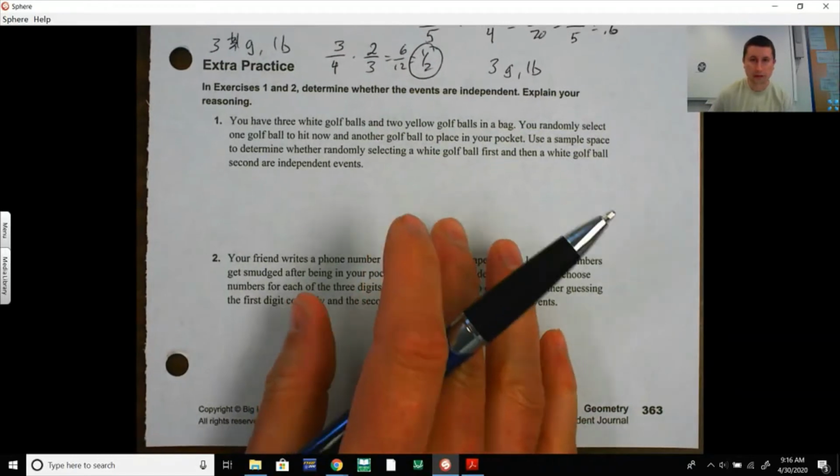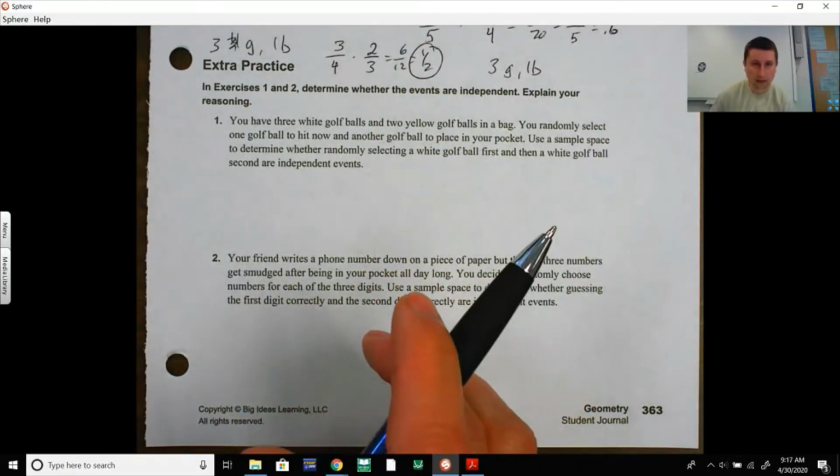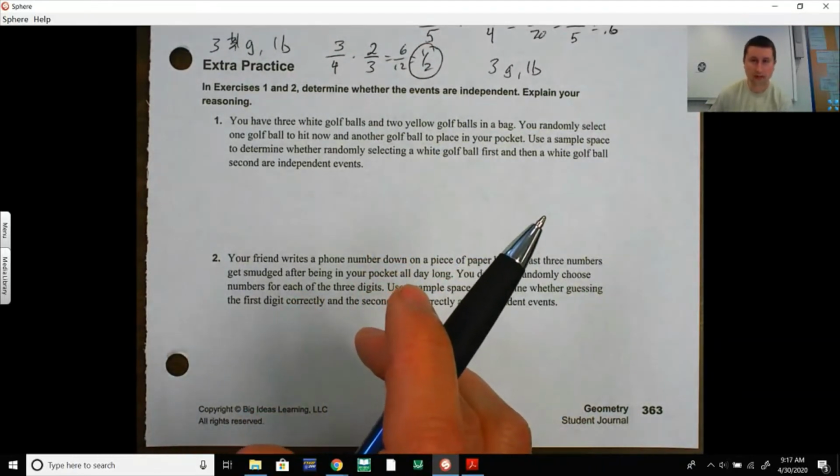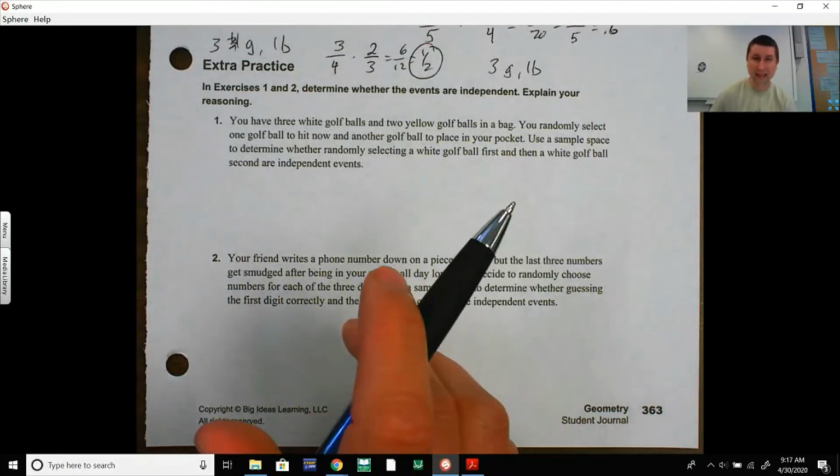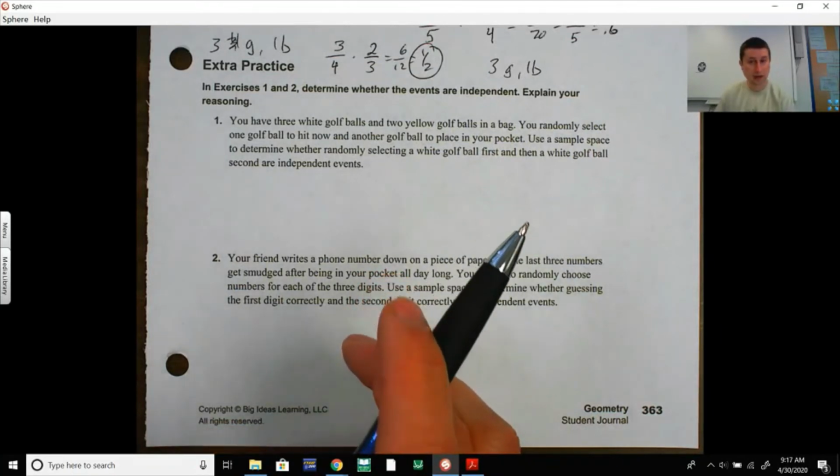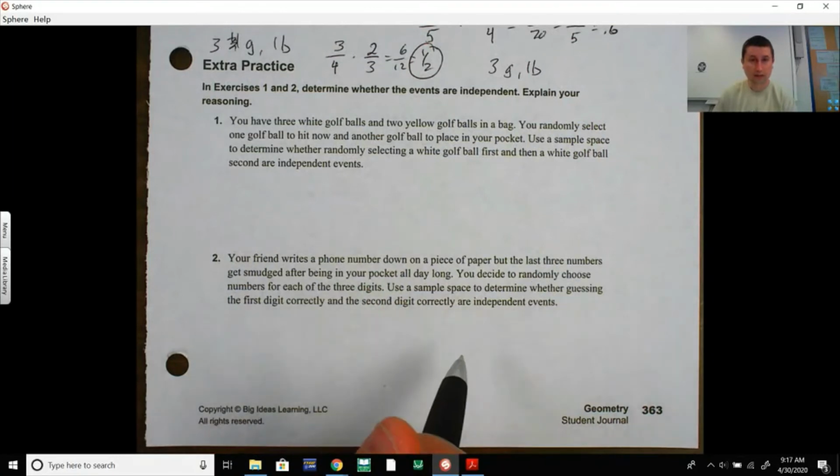Determine whether events are independent. Explain your reasoning. You have 3 white golf balls and 2 yellow golf balls in a bag. You randomly select 1 golf ball to hit now and another golf ball to place in your pocket. Use a sample space to determine whether randomly selecting a white golf ball first and then a white golf ball second are independent events.